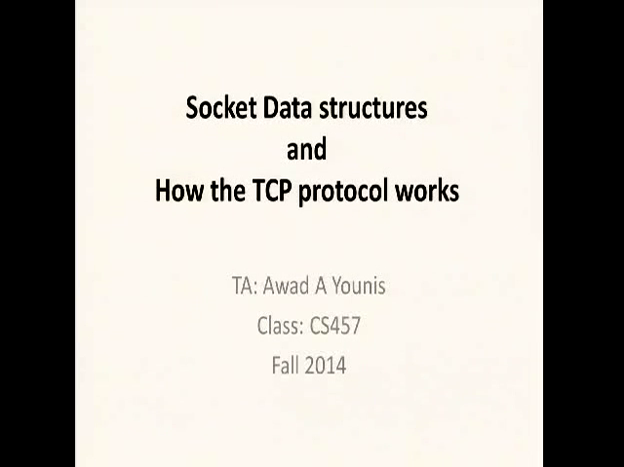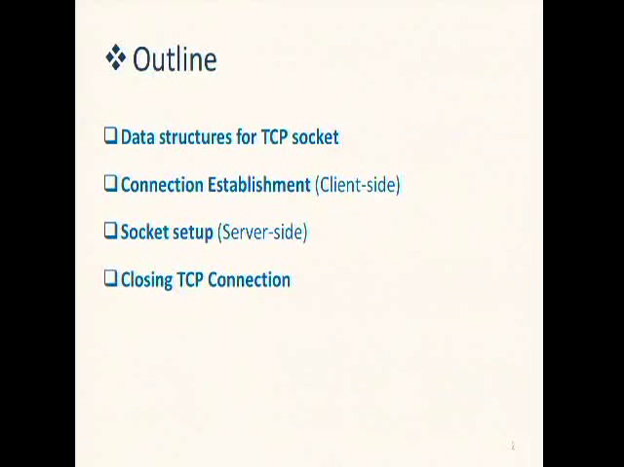As we will see later, you are at the level of the application, so all you know is close, bind, select, accept, but you don't know what the TCP actually does. So that's what we're going to do today. We first start with the outline. We will explain what the data structure is for the TCP socket, not for UDP, and the connection establishment from the client side and from the server side. Then we will see how TCP closes and establishes connections.